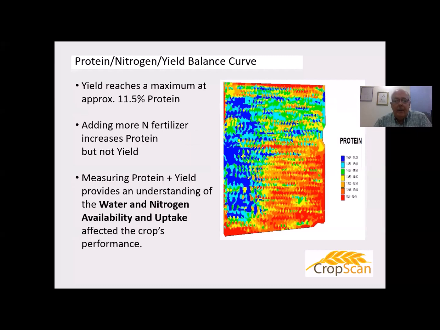So what are we looking at here? What the experts have been saying is yield reaches a maximum at approximately 11.5% protein. If you add more nitrogen fertilizer, you can increase protein, but you're not necessarily going to increase yield. By measuring the protein and the yield and using that together as the basis for your fertilization program, you will get a better understanding of how the water and the nitrogen have been available and taken up, and therefore how it influences your crop.